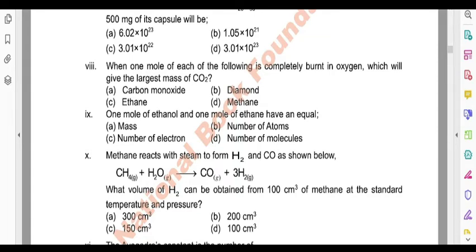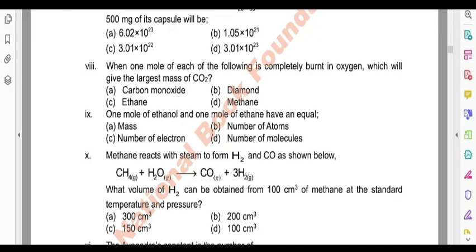Question number 9. When 1 mole of ethanol and 1 mole of ethane have an equal mass, number of atoms, number of electrons, number of molecules. The question is 1 mole of ethanol, ethanol is a molecule, and 1 mole of ethane, ethane is a molecule. So 1 mole of any molecule will have the same number of molecules. So option D is the correct option.